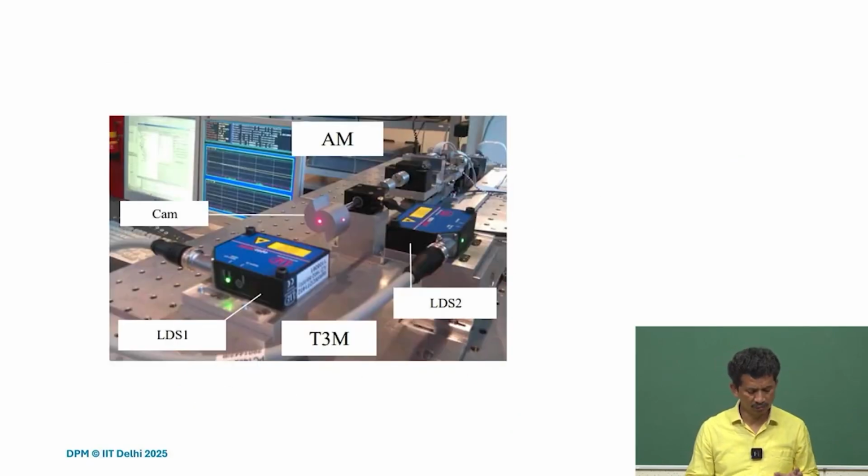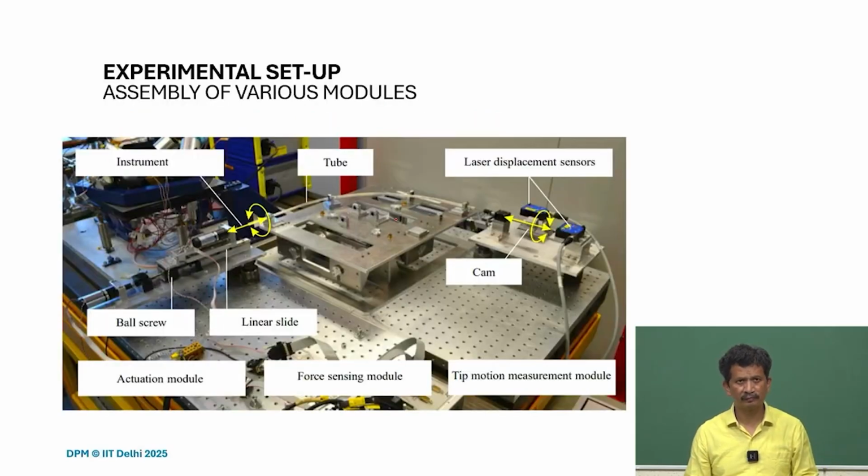So this is how it looks. If you look at the tip, the instrument is connected here, and then you have the cam here, and two laser displacement sensors. On the other side, we can take all the measurements. This is the entire setup we have.